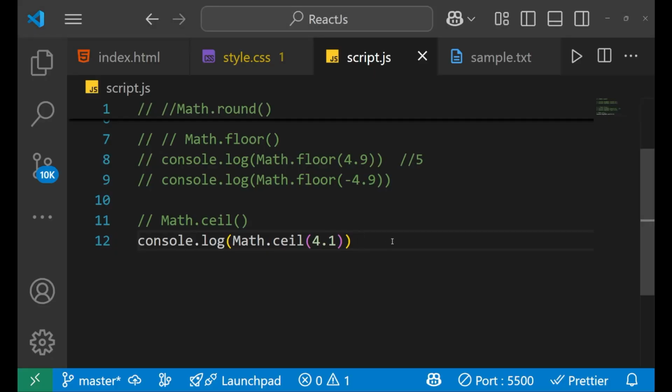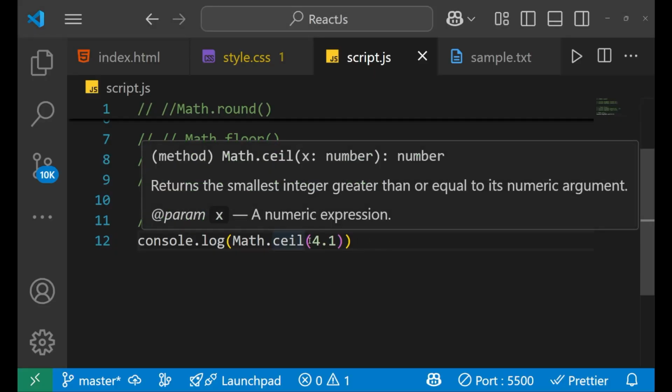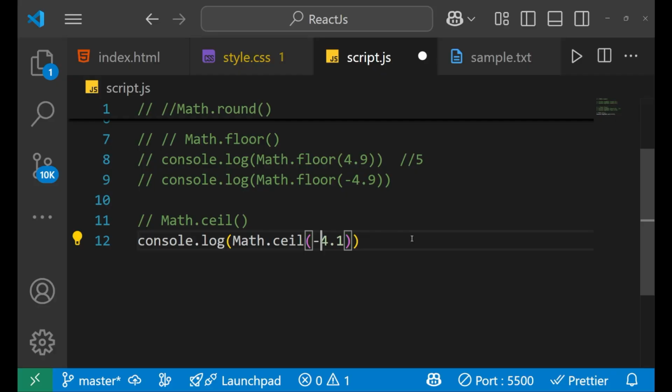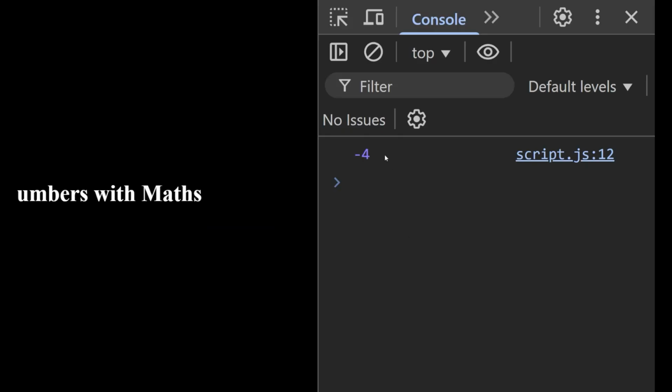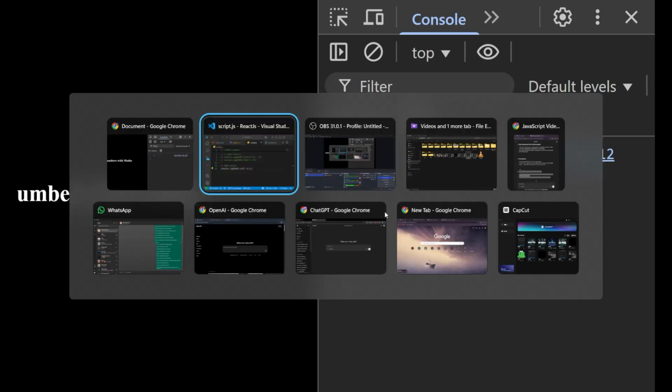And if I do it for the negative, like minus 4.1, at that time I'm going to get minus 4. Why minus 4? Because in the number table, minus 4.1 is on the left side of minus 4, which means minus 4 is the greater number. I hope you know this. This is very basic.